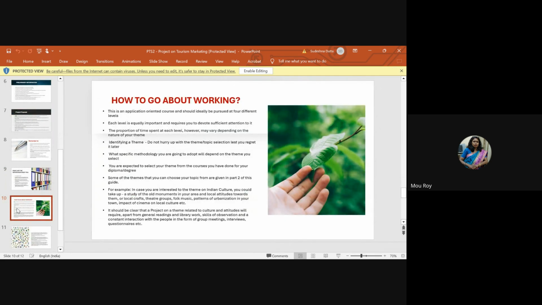Now, how to go about working. This is an application oriented course and should ideally be pursued at four different levels. You know why this project work is being given? So that you do something on your own. Understood?